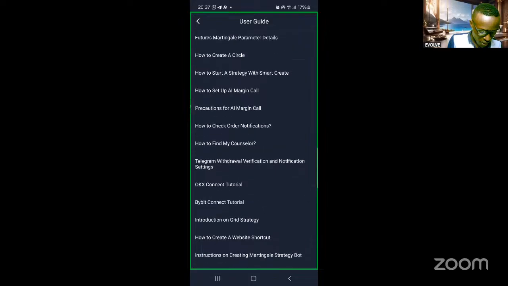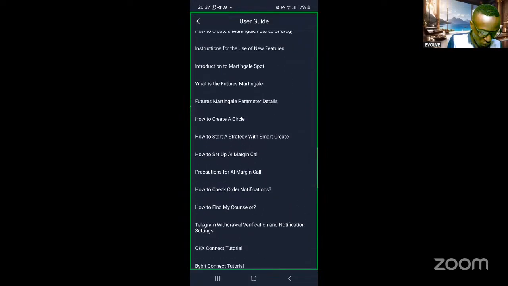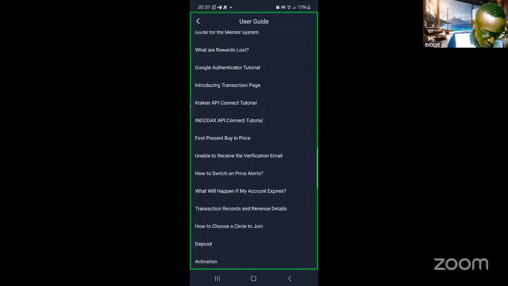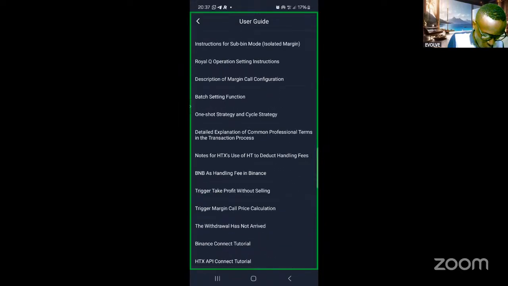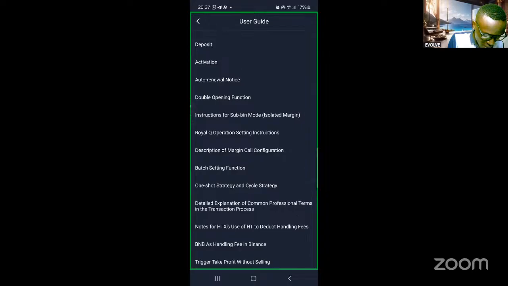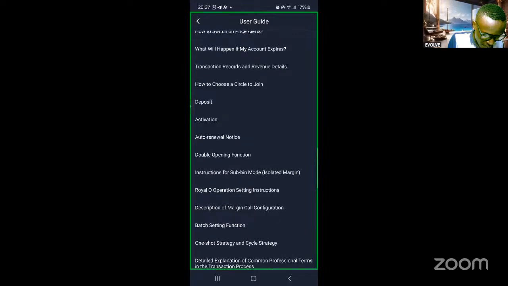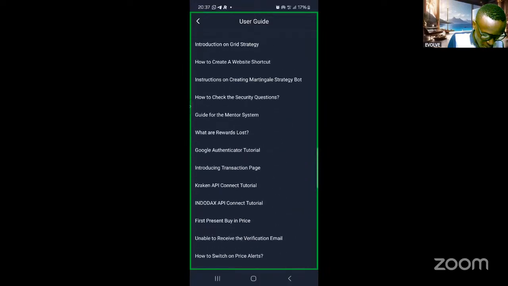Choose a question that you want, a topic that you want. So we are going to look for spot martingale. Since we want to trade in the spot market and we want to use this martingale strategy robot, that is what we are going to look for. So, introduction to spot martingale. That is the topic we want. Introduction to spot martingale. Where is it?